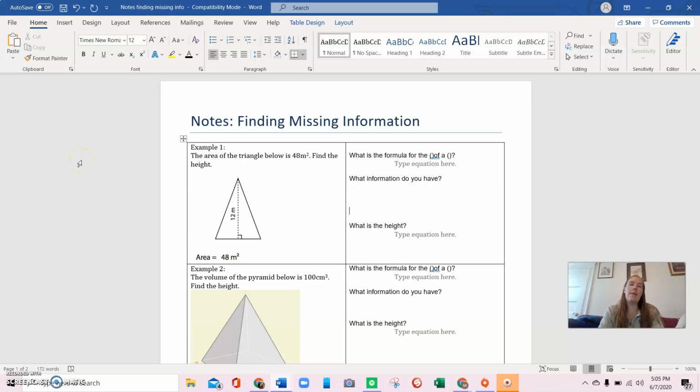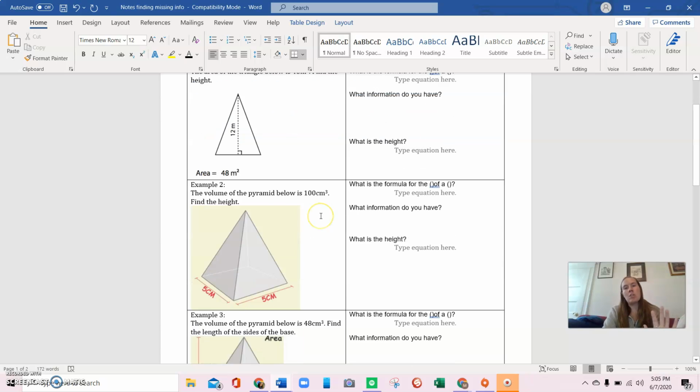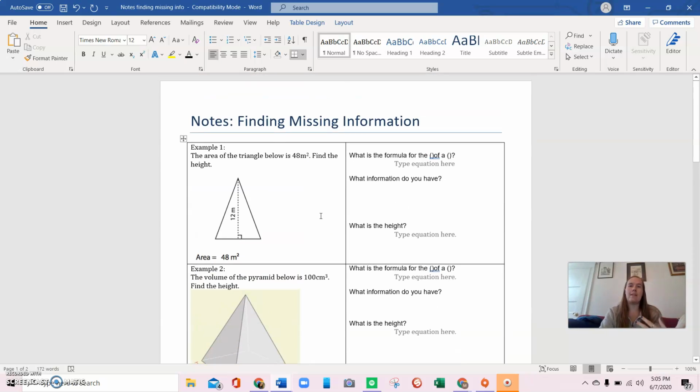Hey all, so today we're going to be working with area and volume, but we're going to be doing something a little bit different with it, where we're going to be finding the missing information. So I made my notes to look very similar to the work that you're going to be doing today. I'm going to be showing you how I'm inputting it on the computer while we do this.